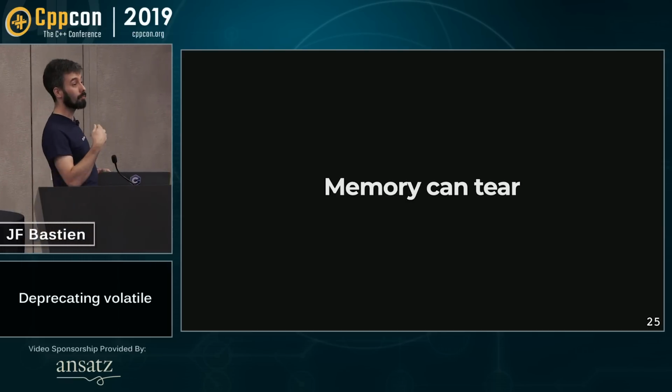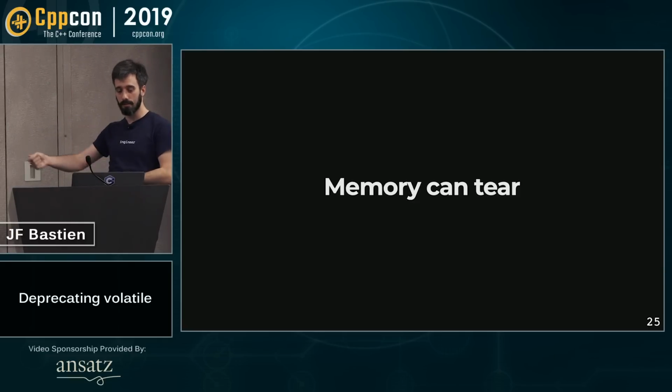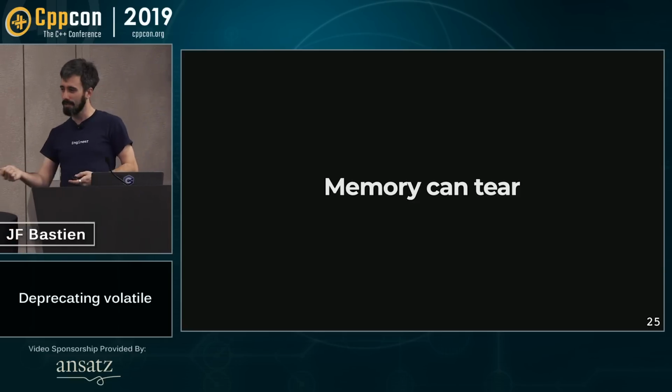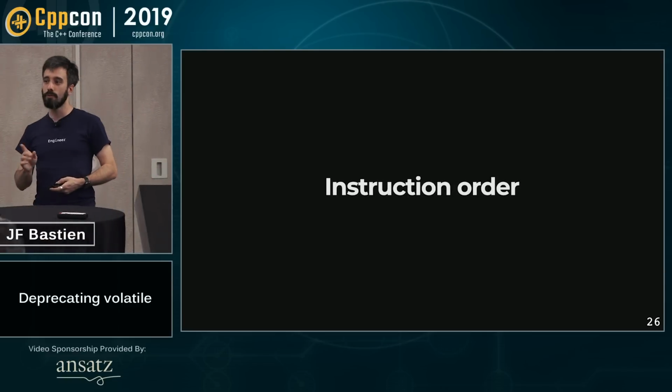It's not a property that everyone wants, but a lot of people know that this is something volatile does not guarantee. So it is allowed to tear. Does that make sense?